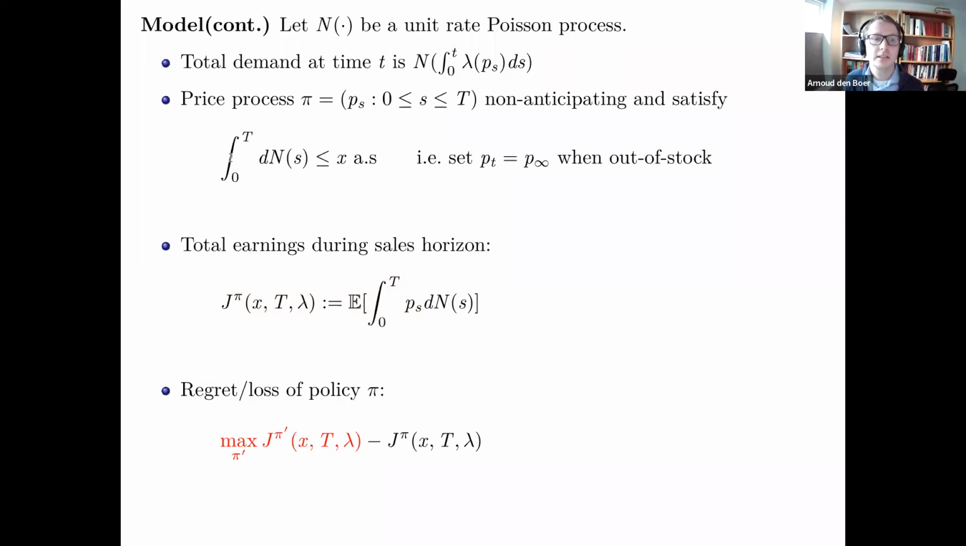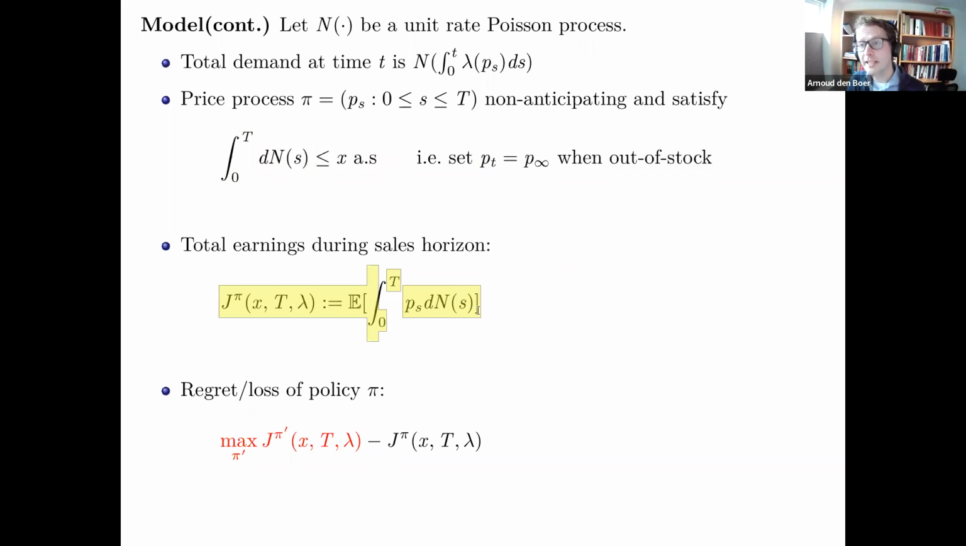And the constraint says that you cannot sell anymore if you're out of stock. So basically that is equivalent to the condition that when you're out of stock, inventory 0, then your price should be the shutoff price. That's the same. So we want to maximize this.